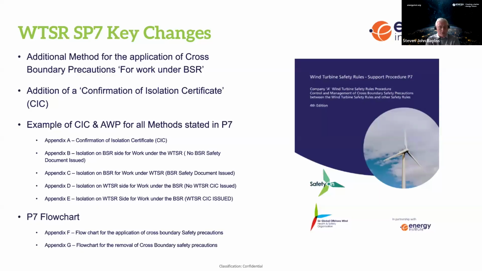Then finally, there were two updated flow charts. Appendix F, which again we'll go through, is a flow chart for the application of the cross-boundary safety precautions, and Appendix G is a flow chart for the removal of cross-boundary safety precautions. Again, these are worked examples to provide the AEs with examples of documentation and a flow chart as well. So we go on to the next slide and we can look at the first flow chart.